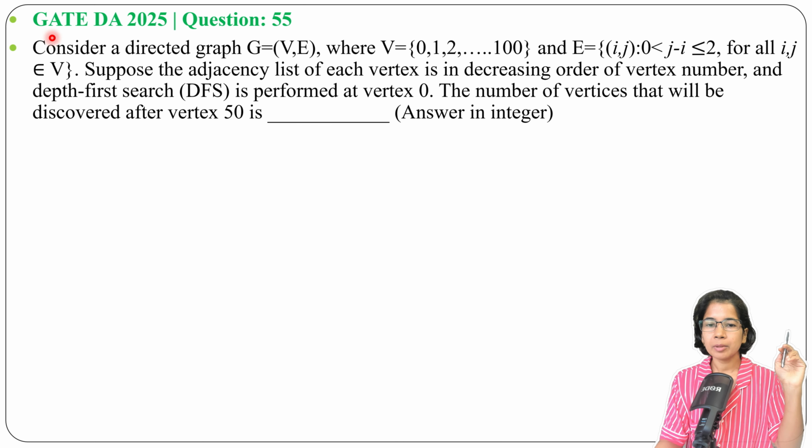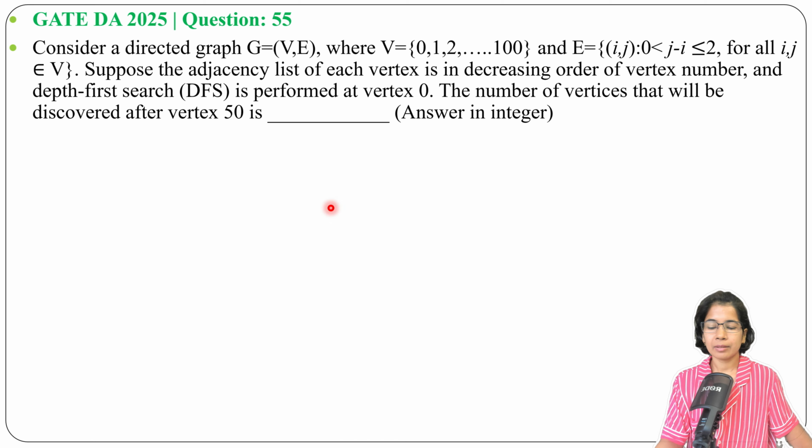Hey everyone, let's solve one previous question of algorithm. This question was asked in GATE DA 2025, question number 55. Consider a directed graph G equals (V, E) where V equals 0, 1, 2 till 100 and E equals (i, j) such that 0 < j minus i <= 2 for all i, j belongs to V. Suppose the adjacency list of each vertex is in decreasing order of vertex number and depth first search is performed at vertex 0. The number of vertices that will be discovered after vertex 50 is dash, and you need to answer in integer.